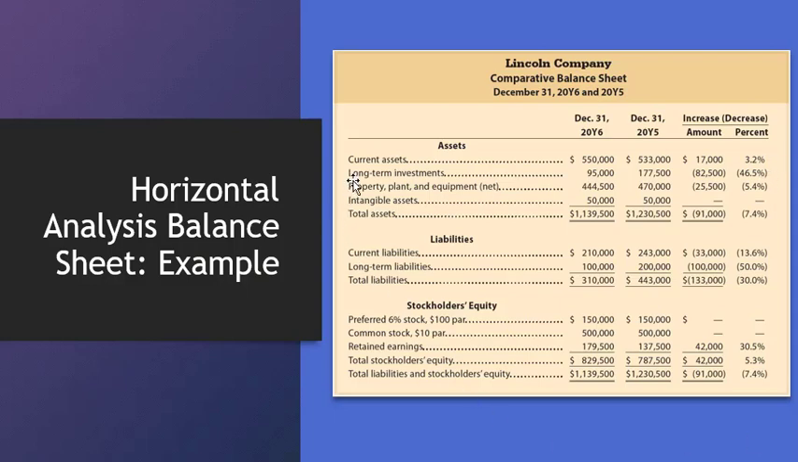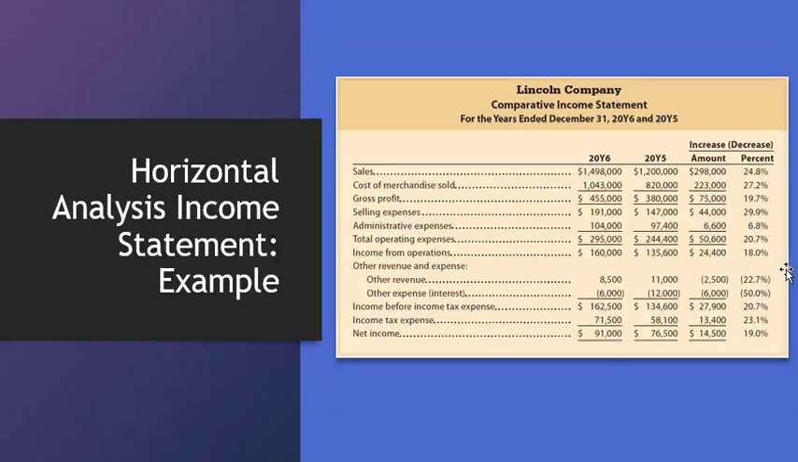All right, we'll look at one more. Long-term investments, it's the exact same process, okay? So we take the current year balance minus the prior year balance. In this case, it was a decrease. This account decreased by $82,500. Take that decrease, $82,500, divide it by the base amount, which in this case is the $177,500, and what we see is that account has gone down by 46.5%, okay?